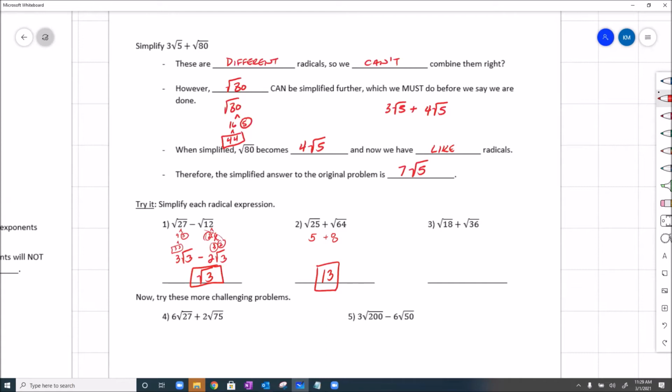Number 3, we have radical 18 plus radical 36. So I'm going to simplify radical 18. What is that, 9 and 2? That breaks down to 3 and 3. So we have 3 radical 2 here. And then radical 36 is 6 and 6. Oh, we have a pair. We could break it down further, but I already see a pair. So 3 radical 2 plus 6, or 6 plus 3 radical 2, however you do that. And so here are just a few examples of us simplifying our radicals so that we can add and simplify our terms.